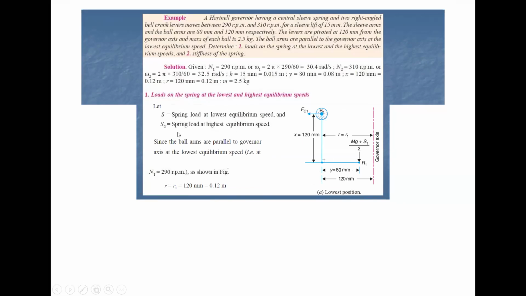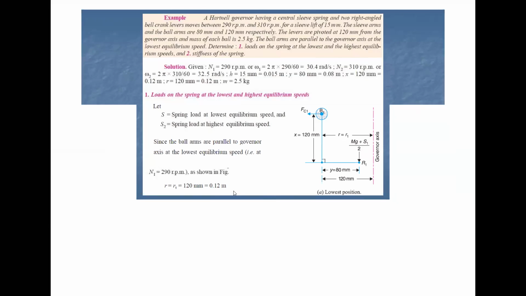So now they may set that since the ball arms are parallel to the governor axis at the lowest equilibrium speed. Now let us take the lowest position, lowest equilibrium speed. In this, N1 is already known, 290 RPM, and r equals r1. Why? Because at the lowest position also it will be the same. So this is the lowest position.